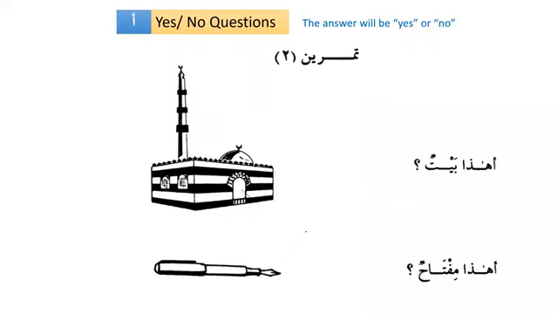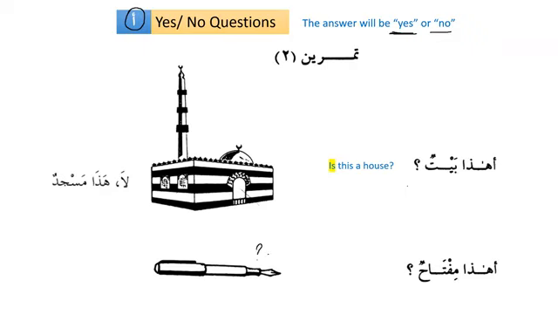Excellent. Now we have exercise and we are going to ask questions using yes no questions. Why do we have yes no questions? Because we have Hamzatul Istifham. So the answer will be yes or no. So I have given you all the information, inshallah, so that you don't forget. So ahadha baytun, is this a house? La hadha masjidun. No, this is a masjid. Ahadha miftahun that you see in the picture.